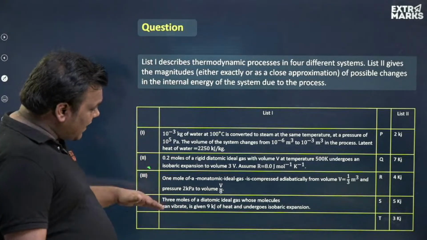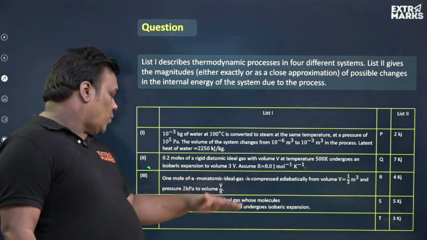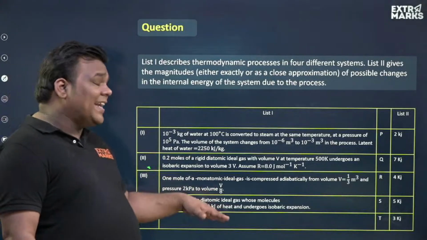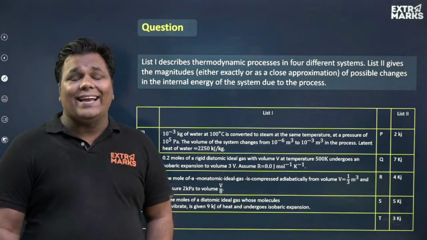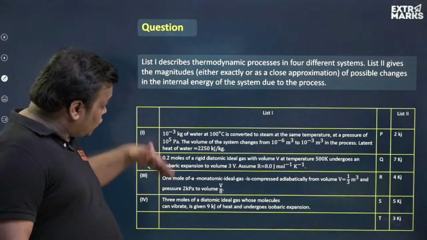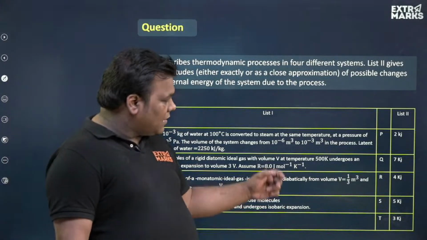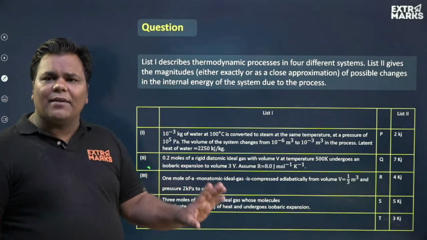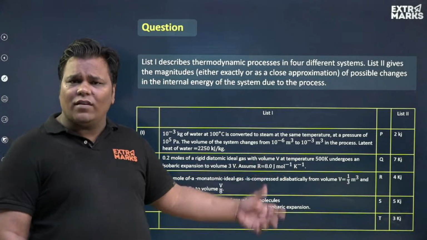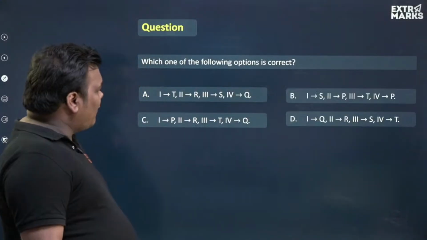Again, 3 moles of a diatomic ideal gas whose molecule can vibrate is given 9 kilojoule of heat and undergoes isobaric expansion. So first solve second and fourth. That means whatever options are matching, and then we can solve further. Okay, so I will move on the same path.